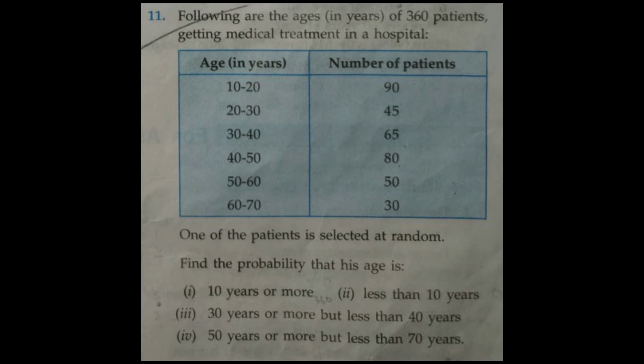Let us do one more question shown on the screen. So a table is given where age in years is given: 10 to 20, 20 to 30, 30 to 40, 40 to 50, 50 to 60 and 60 to 70. The corresponding number of patients is given to be 90, 45, 65, 80, 50, 30 respectively. You have to find the probabilities. Okay, so let's do one by one.